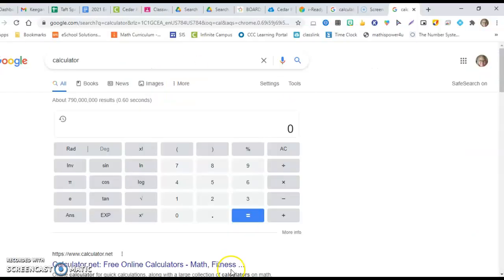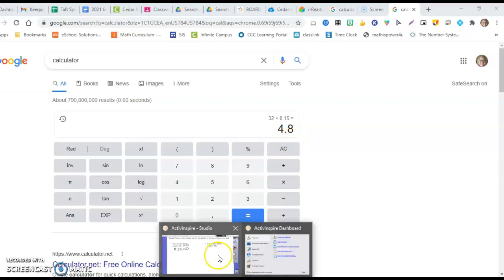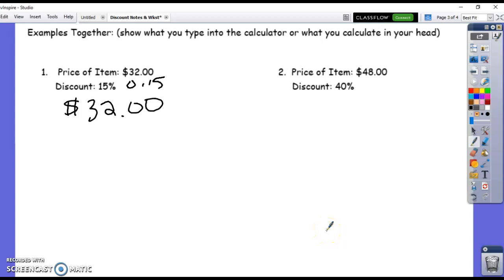So if I go over to my calculator here, I'm going to take $32 times my 0.15. And I get 4.8. Remember that when we're talking with money, we go 2 places past the decimal point to the hundredths place. So 4.8 is what I got on my calculator because it rounds off. It doesn't add that 0 in there. So I need to add that 0. Okay, when you're writing money, it should always be 2 places past the decimal point.